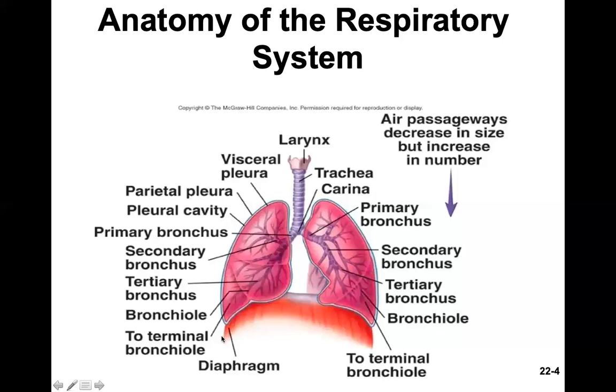Deep to that, or inferior to that, you have your diaphragm. Your diaphragm is the muscle that separates your thoracic cavity from your abdominal cavity. And this is the muscle that actually helps you to breathe by increasing or decreasing the air pressure inside of the lungs.